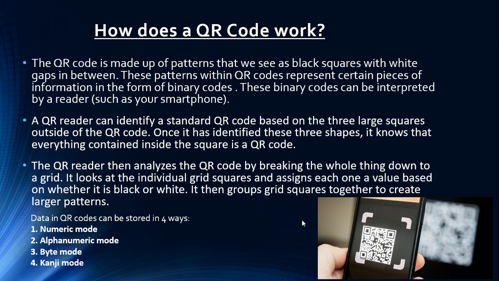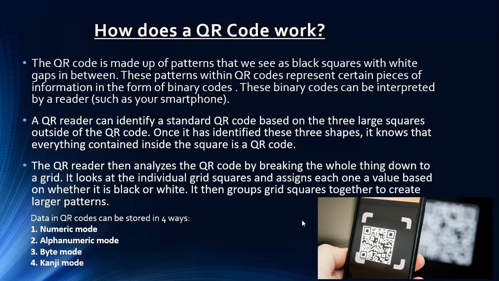A QR code reader can identify a standard QR code based on the three large squares outside of the QR code. Once it has identified these three shapes, it knows that everything contained inside the square is the QR code. The QR reader then analyzes the QR code by breaking the whole thing down to a grid.